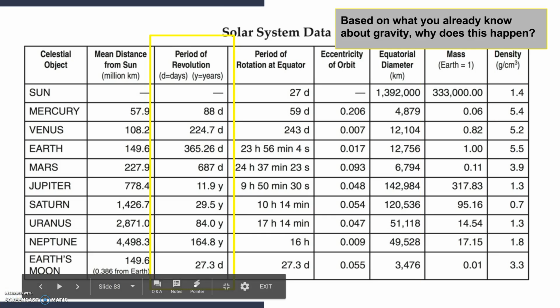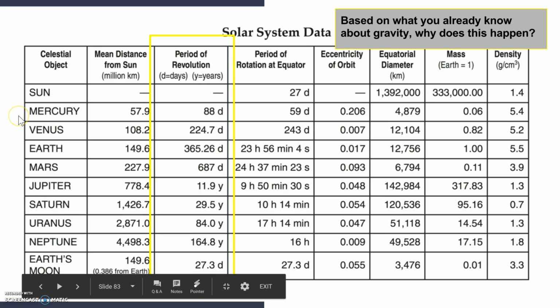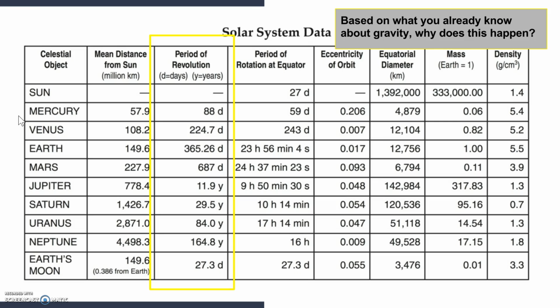So taking a look at this data table here, you can see that Mercury, the closest planet, only takes 88 days for it to fully revolve around the sun one time. And we see that there is an increasing trend. So as we move down the list, we see that it takes longer and longer per planet. Why do we know this? Well, because the more distance, the less gravitational pull.